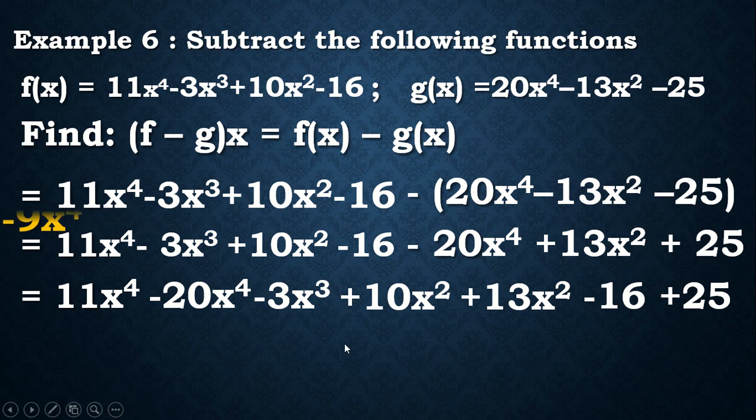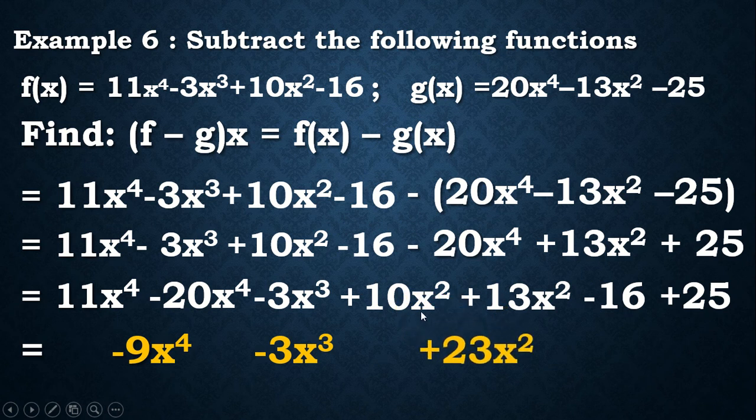Let us add the like terms. 11x to the fourth minus 20x to the fourth, that is negative 9x to the fourth. And then bring down negative 3x cubed. And then we have to add 10x squared plus 13x squared. We have 23x squared. And then 25 minus 16, that is positive 9. So we have the answer: negative 9x to the fourth minus 3x cubed plus 23x squared plus 9.